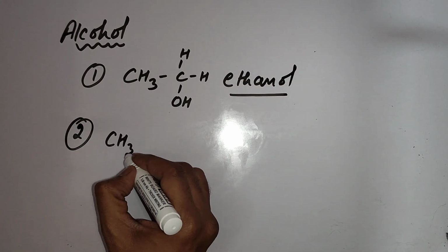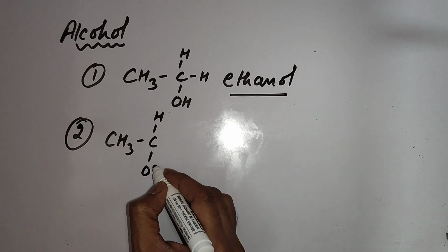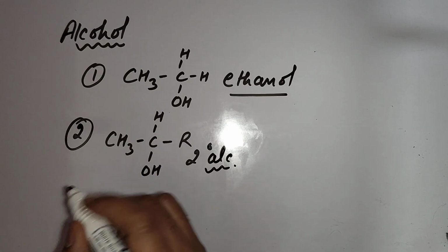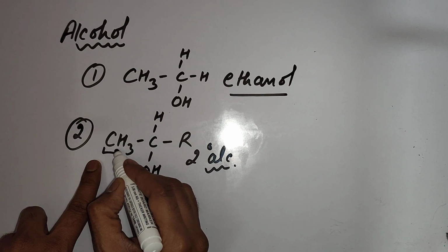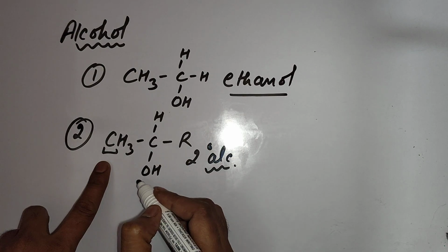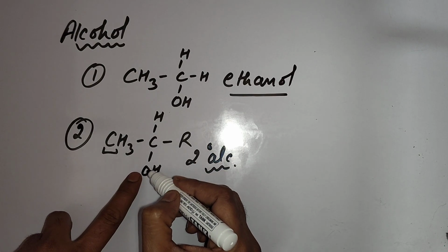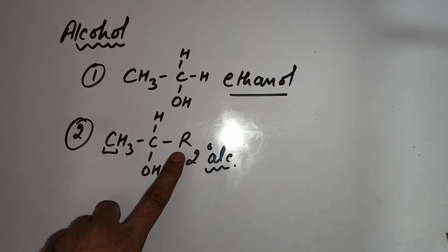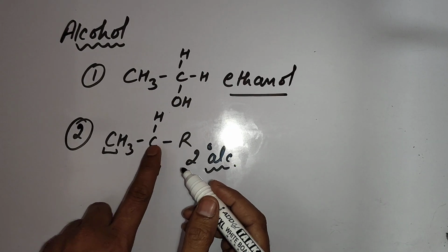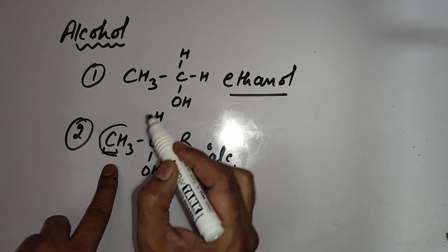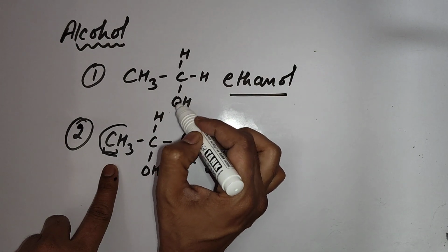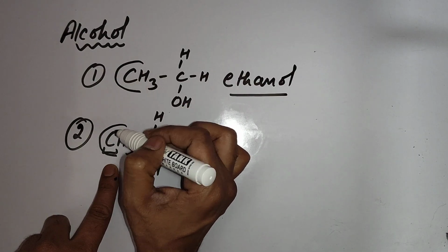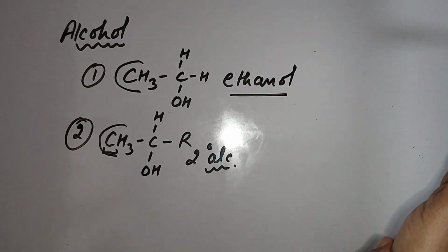Second, any 2-degree alcohol, meaning secondary alcohol. This is a 2-degree alcohol. But that 2-degree alcohol should have CH3 in the neighbor of the carbon attached with OH. Check the condition. This is a 2-degree alcohol because OH is connected to this carbon which is directly connected with 2 carbons. Left side CH3, right side any R group, any alkyl group can be there. So this CH3 should be there. Like in ethanol, the carbon connected with OH also has a CH3 in its neighbor. This CH3 is important. Without this CH3, the iodoform test will not be performed.